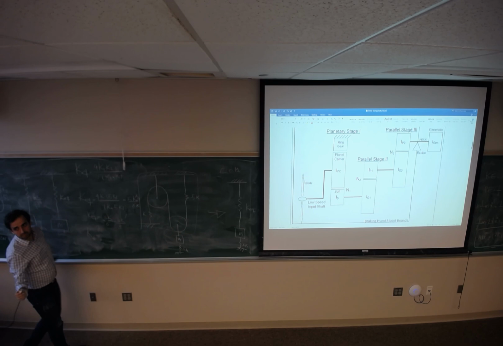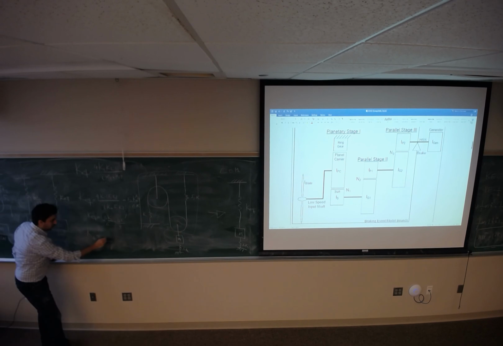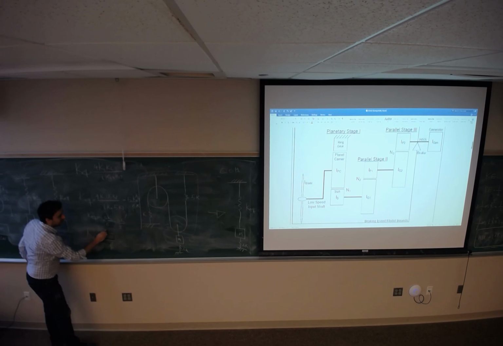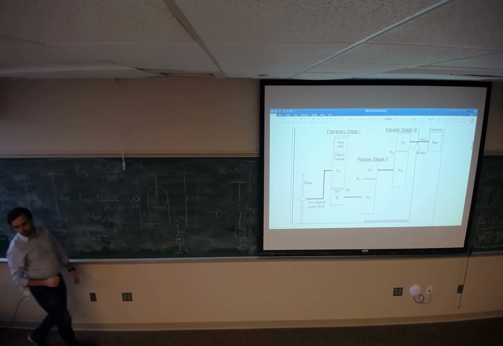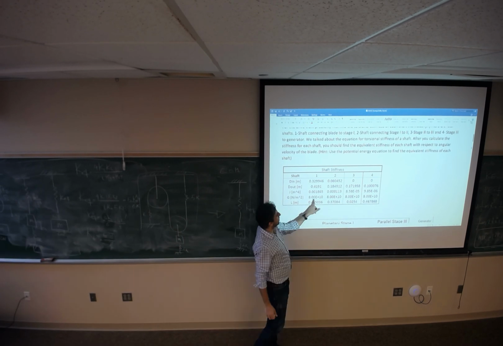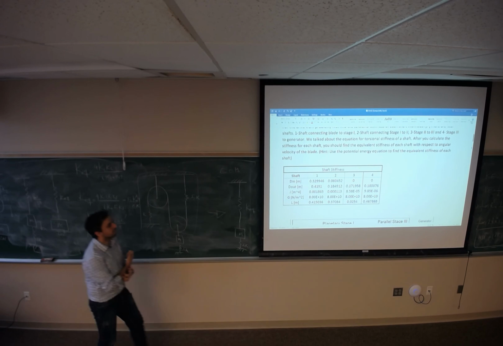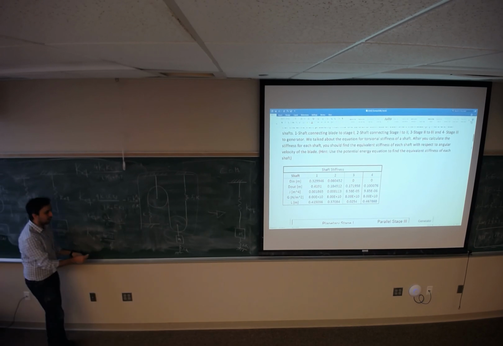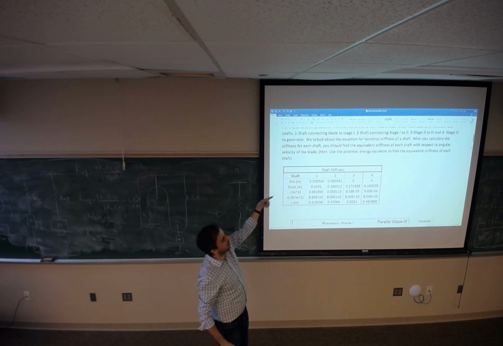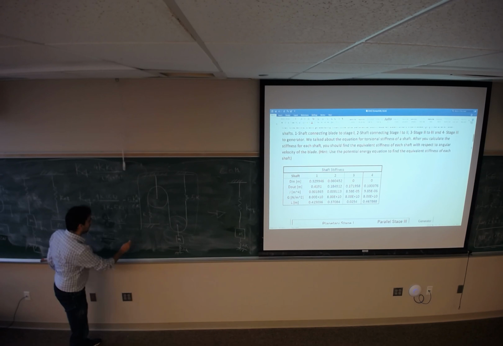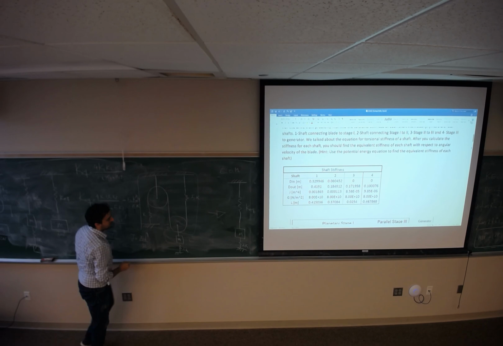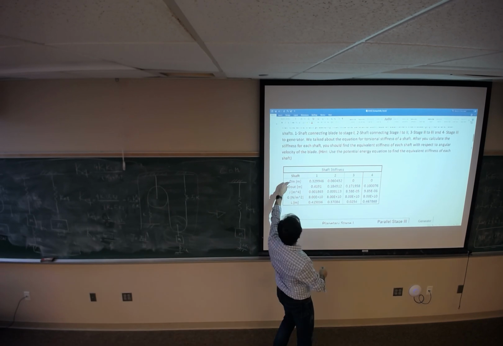Anybody remember that? GJ over L. GJ, exactly, GJ over L. For each shaft, they are made of the same material. So G is 8 times 10 power 10, and G is the same for all shafts. J, it has a circular cross section, so J would be pi d power 4 divided by 32. It has an inner diameter and outer diameter.